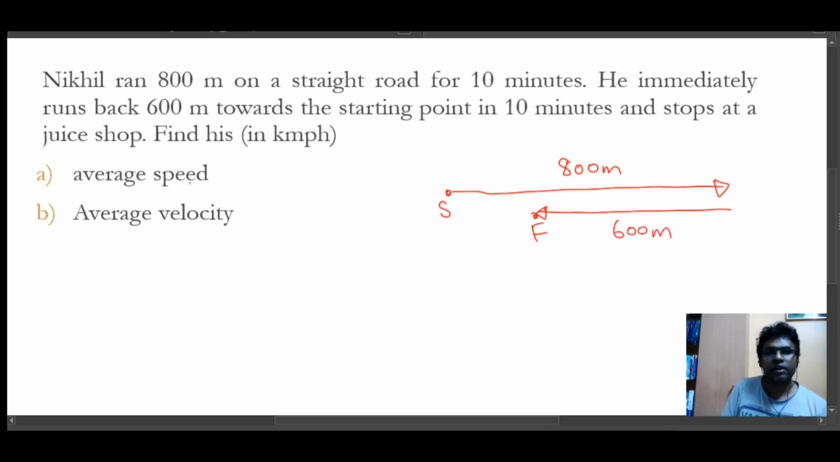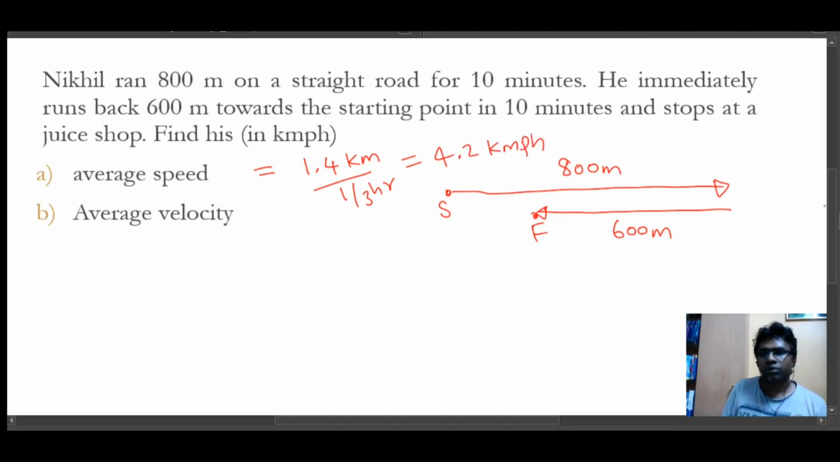When we calculate the average speed, it is distance by time taken. So we are interested in the total distance covered, which is 800 plus 600, around 1400 meters. If I write that in kilometers, that's 1.4 kilometers, and the time taken is 20 minutes. If I write that in hours, that's 1/3 of an hour. So the average speed here is 4.2 kilometers per hour.